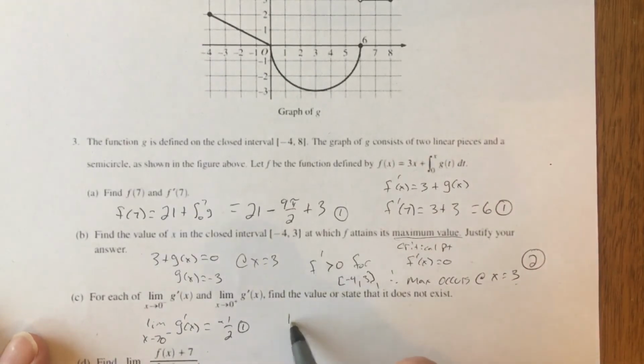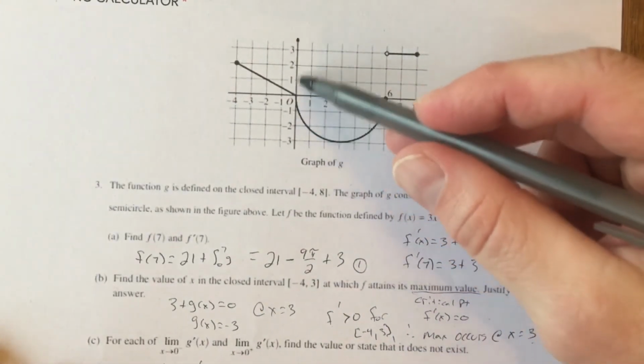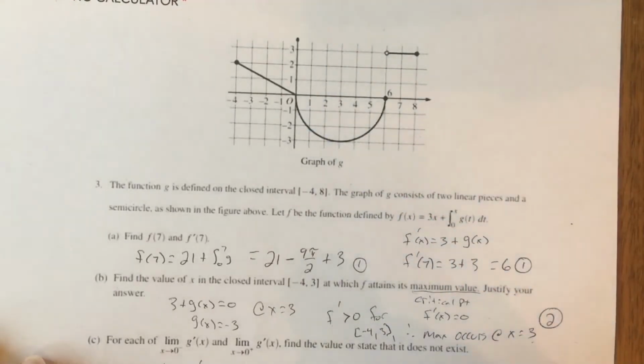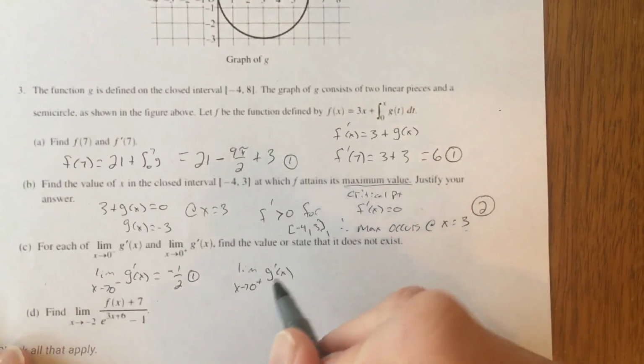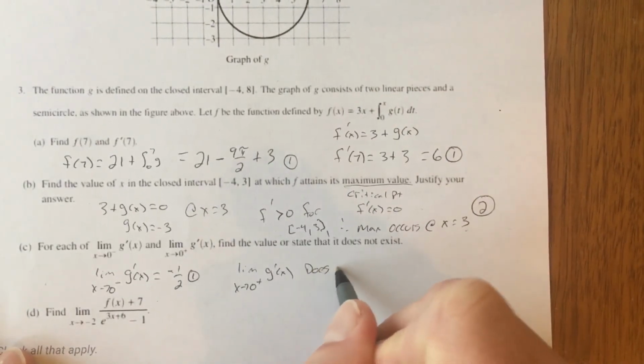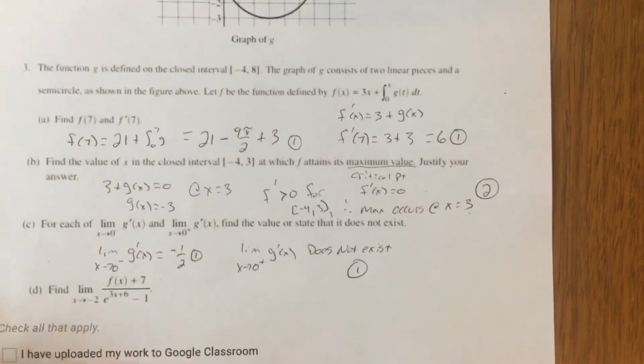Okay? And then from the right side, a little bit different issue. We have this circle, and it's approaching kind of this vertical tangent. And a vertical tangent has an undefined slope. So because it's an undefined slope, we would say the limit coming from the right side does not exist. And that would get us a point there.